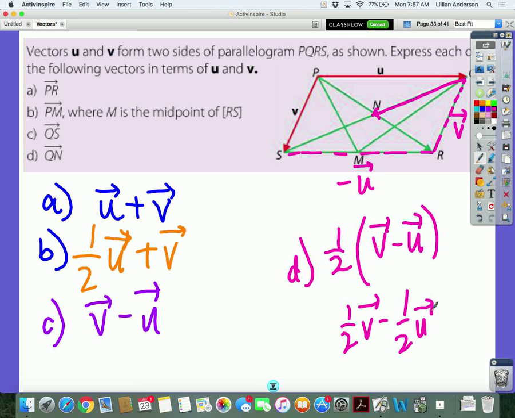So do you see how the parallelogram and the triangular method work when it comes to the drawings as well as working out the operations mathematically? If you have any questions, by all means, you can send them to me. Go ahead and start on your prep work and just bring any questions that you guys have to our next class.